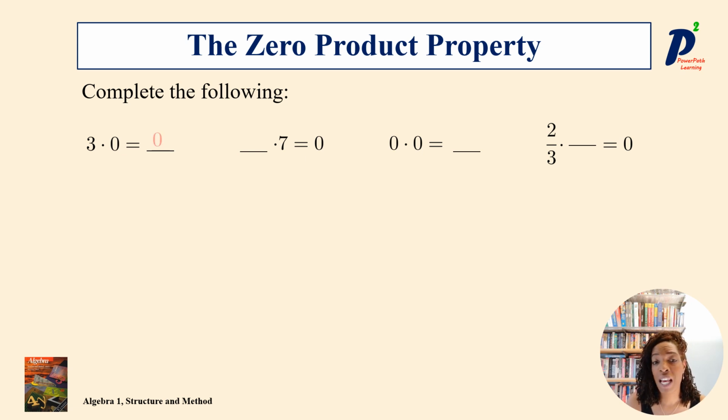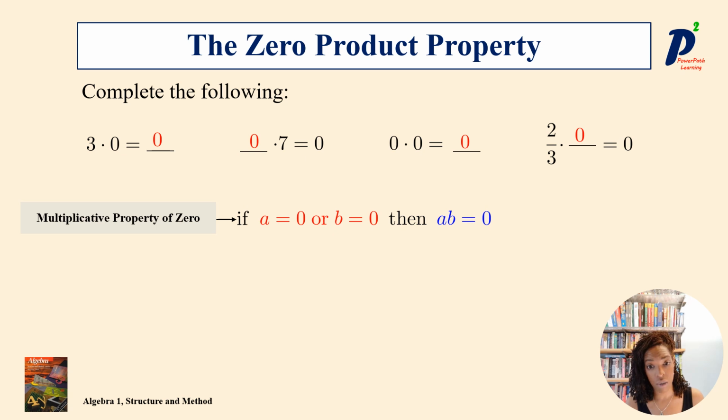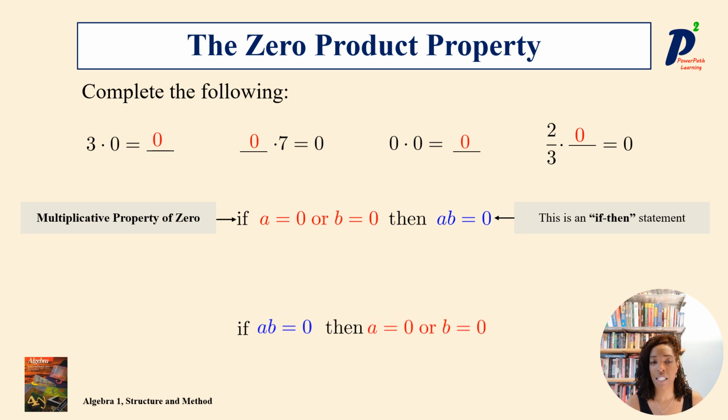Okay, so 3 times 0 is 0, 0 times 7 is 0, 0 times 0 is 0, and 2/3 times 0 is 0. This all feels intuitive to you, but this is a formal property called the multiplicative property of 0. Formally, we say that if A equals 0 or B equals 0, then A times B equals 0. This is called an if-then statement. If we switch the if and the then parts of the statement, we get the converse of the statement.